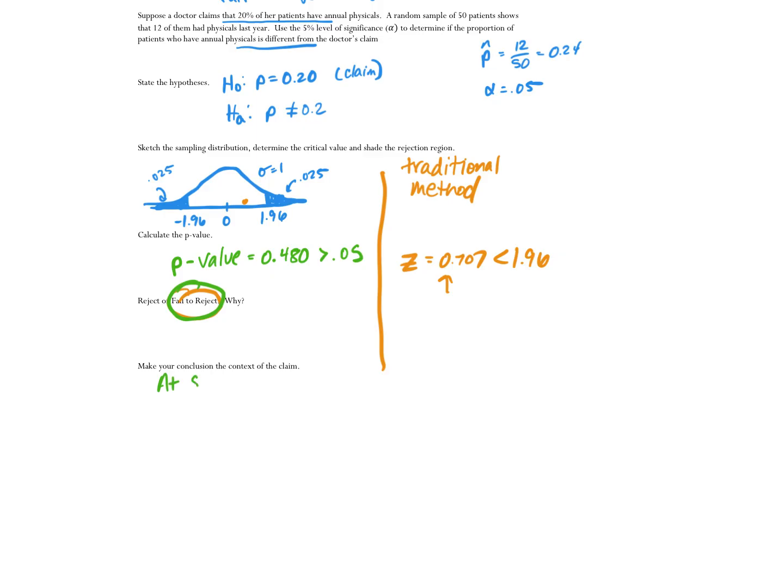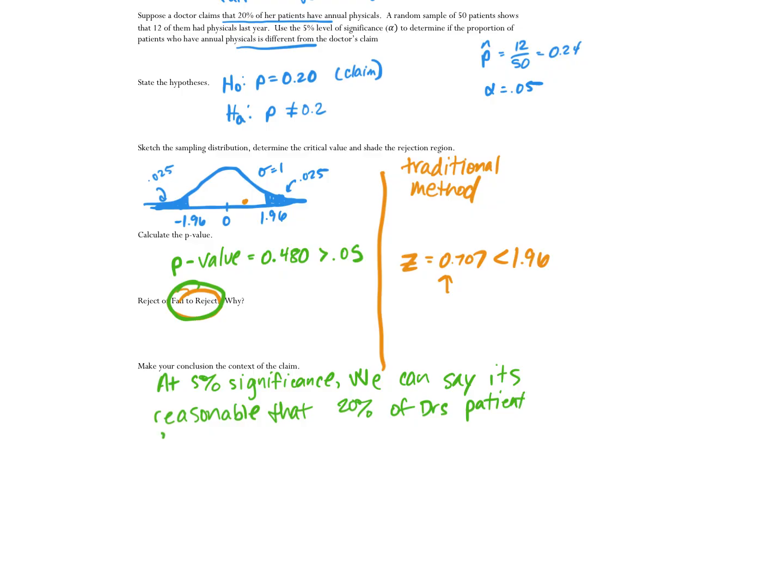Then my conclusion is going to be at 5% significance. You're always going to start with your significance level. We can say it's reasonable that 20%, we're basically saying that it's reasonable that the null hypothesis is true. That 20% of doctor's patients get physicals. In other words, the claim is correct.